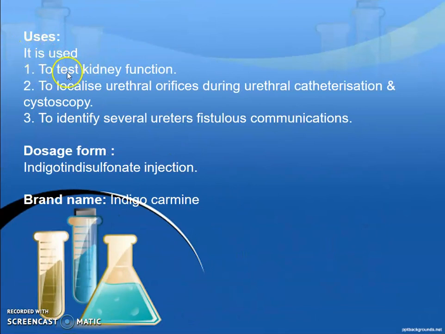Uses: it is used to test kidney function, to localize the ureteral orifice during ureteral catheterization and cystoscopy, and to identify several ureteral fistulous communications. Dosage form: it is available in the form of indigotindisulfonate injection and the brand name is Indigo Carmine.